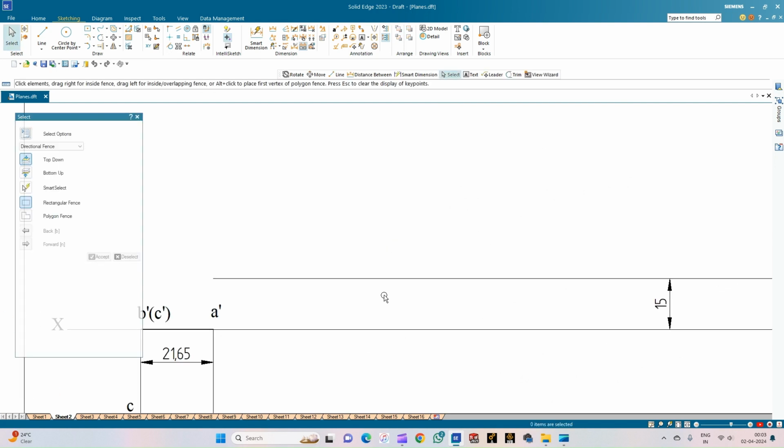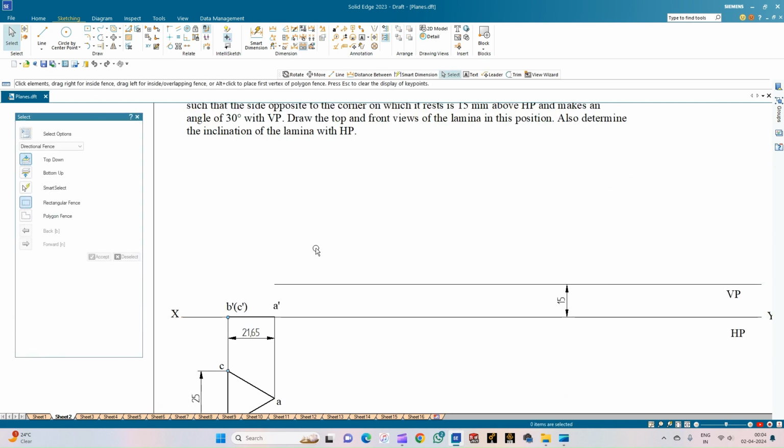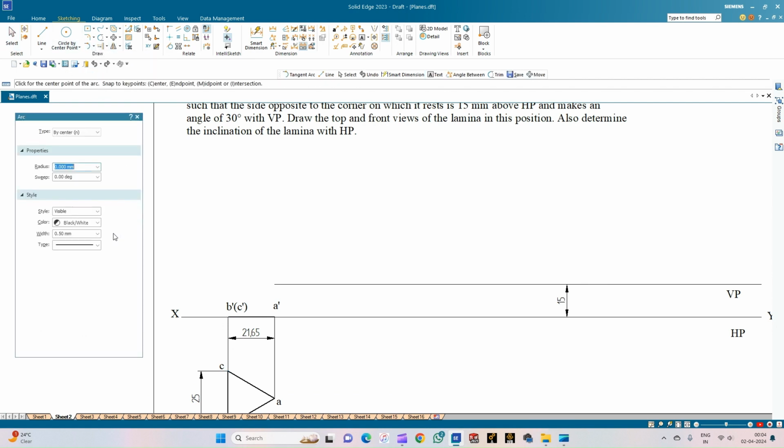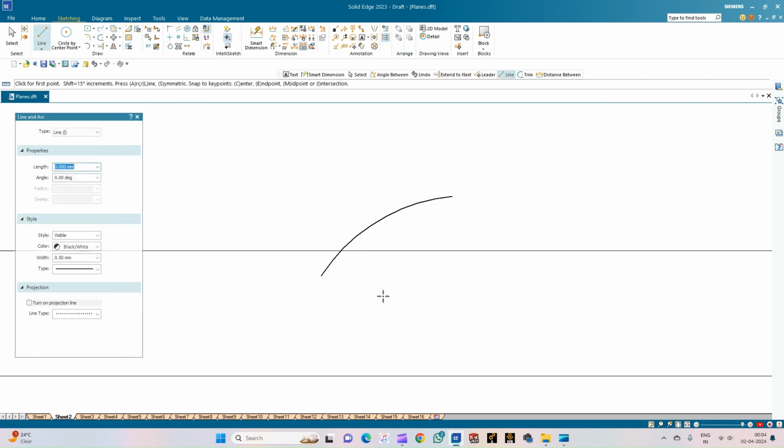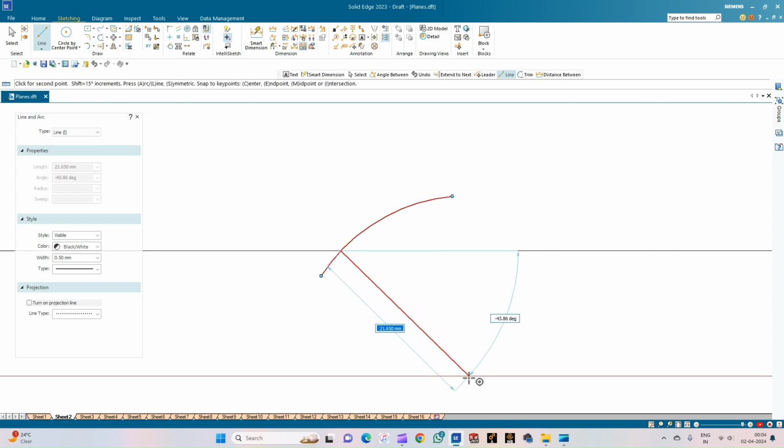So the best thing is to sweep an arc of this particular radii, that is 21.65. So we'll adopt that method itself. We'll select arc by center point and then try to sweep an arc of radii 21.65, and then join this point of intersection to the center of the arc.